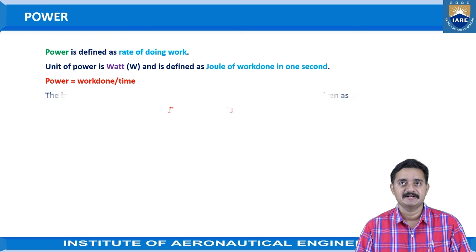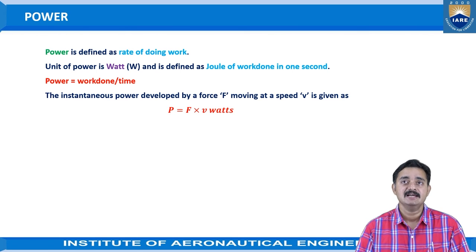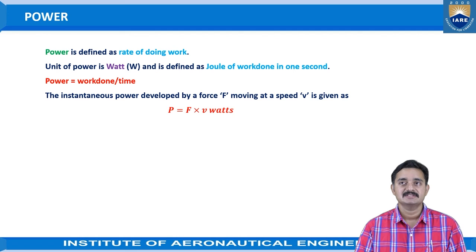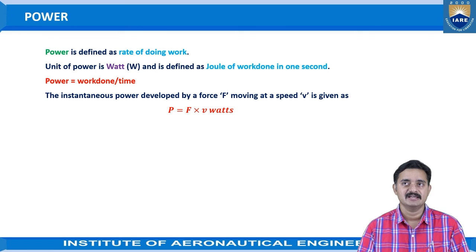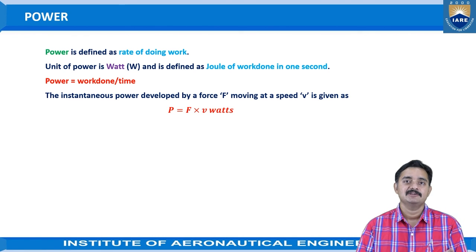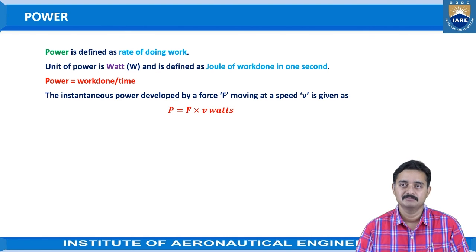So power is equal to work done by time. You should be careful here: the instantaneous power developed by a force F moving at a speed V. Whenever a body is moving because of the application of force F at a speed of V, we can consider the power as P is equal to force into velocity V. So that can be given as P is equal to F into V watts. The power can be calculated using this formula also, with the force involved in the system and the speed or velocity with which it is moving.